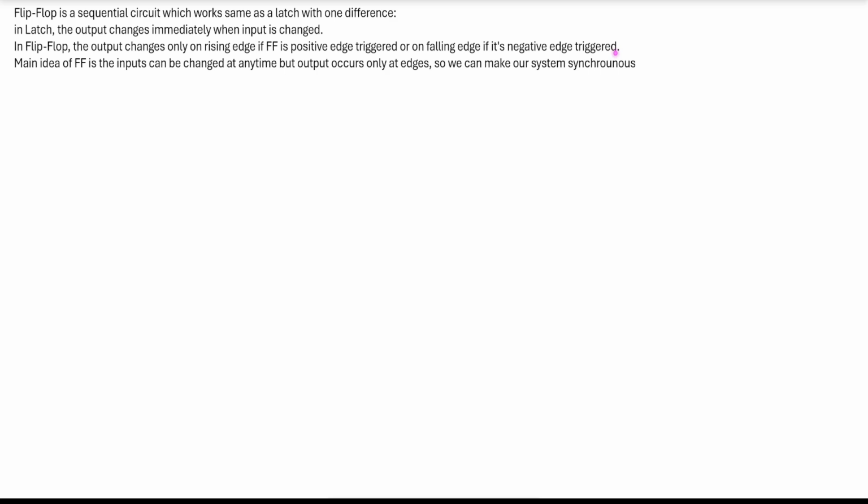So the main idea of a flip-flop is that the input can be changed at any time, but the output occurs only at edges, either the falling edge or the rising edge. This way we can make our system synchronous.